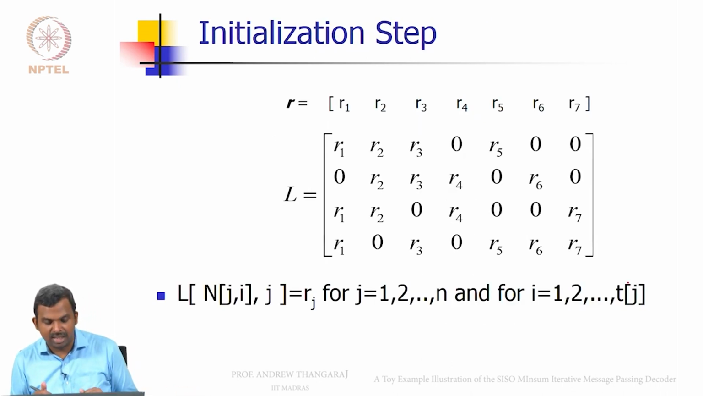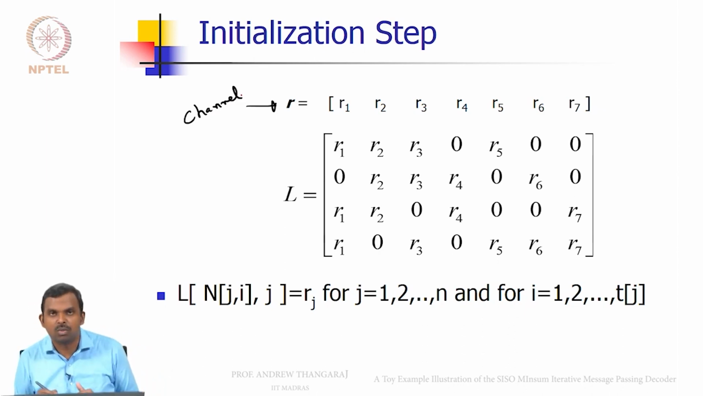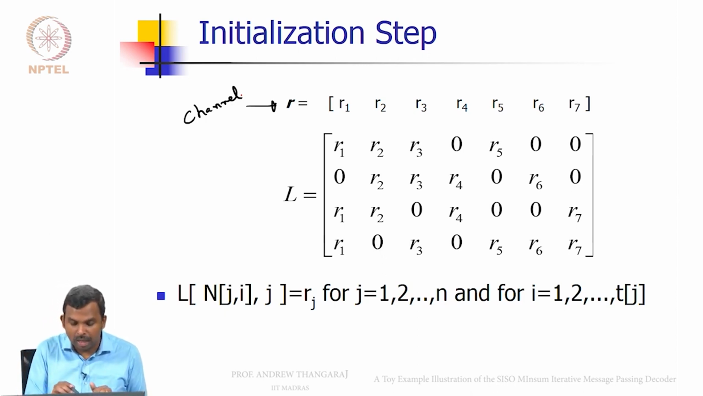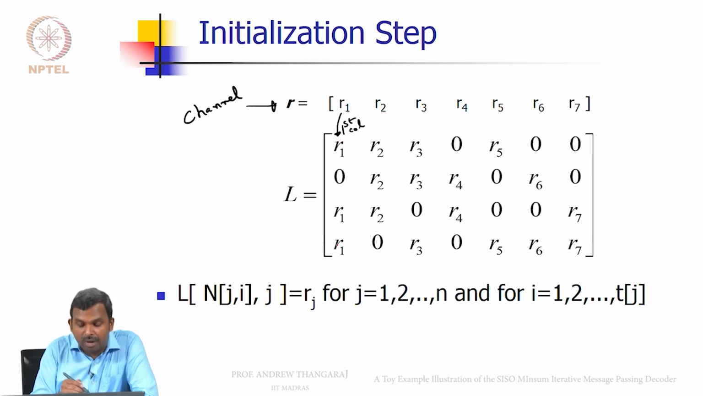So, what is the initialization step? You have the received values from the channel. There will be 7 received values because I am looking at a length 7 code in my toy example. I receive the values R1 through R7. What do I do here? You take R1 and store it in the non-zero positions of the first column. All non-zero positions in the first column of L will have R1. That is the initialization step.